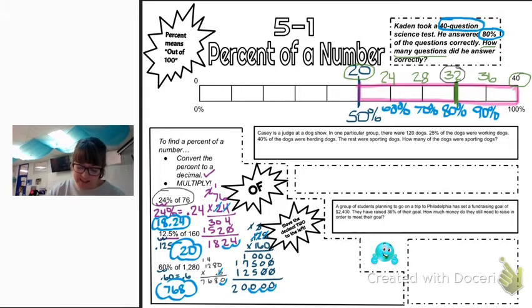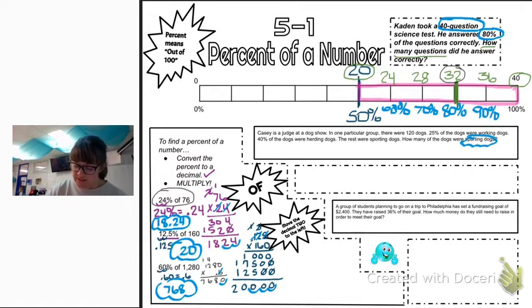So the first one says, Casey is a judge at a dog show. In one particular group, there were 120 dogs. 25% of the dogs were working dogs. 40% of the dogs were herding dogs. The rest were sporting dogs. How many of the dogs were sporting dogs?